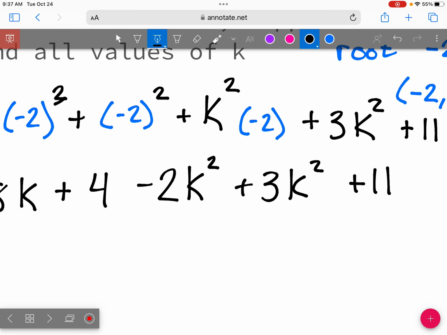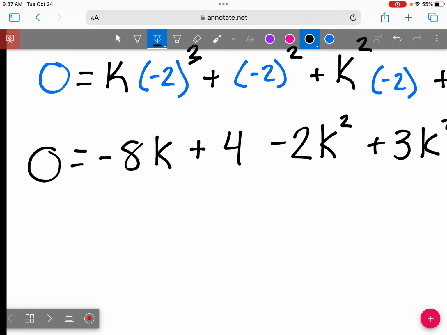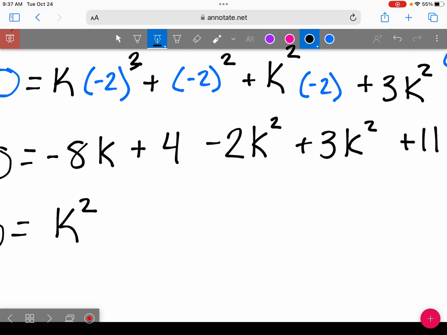Combine some like terms, and we're going to put it into standard form order because it's going to hurt my brain if I write k squared at the end again. So we're going to have 1k squared minus 8k plus 15. Solve for k.